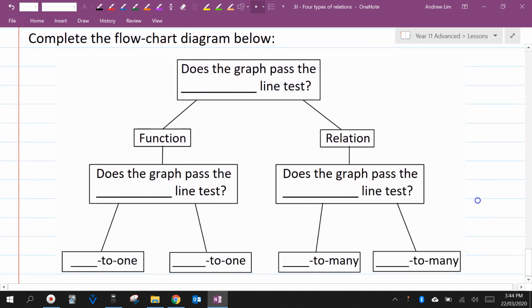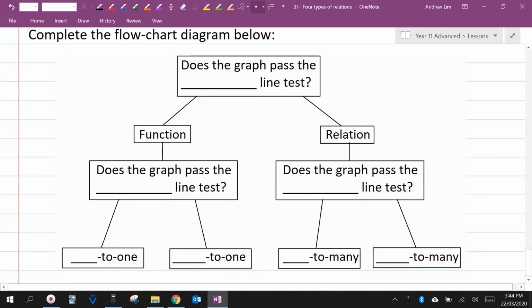I want you to now pause the video and see if you can complete this flowchart diagram by yourselves. And when you're ready to check your answers, please do. Okay, so this is the first question that you should always ask yourself. Does the graph pass the vertical line test? If yes, it's a function. If no, we just call it a relation.